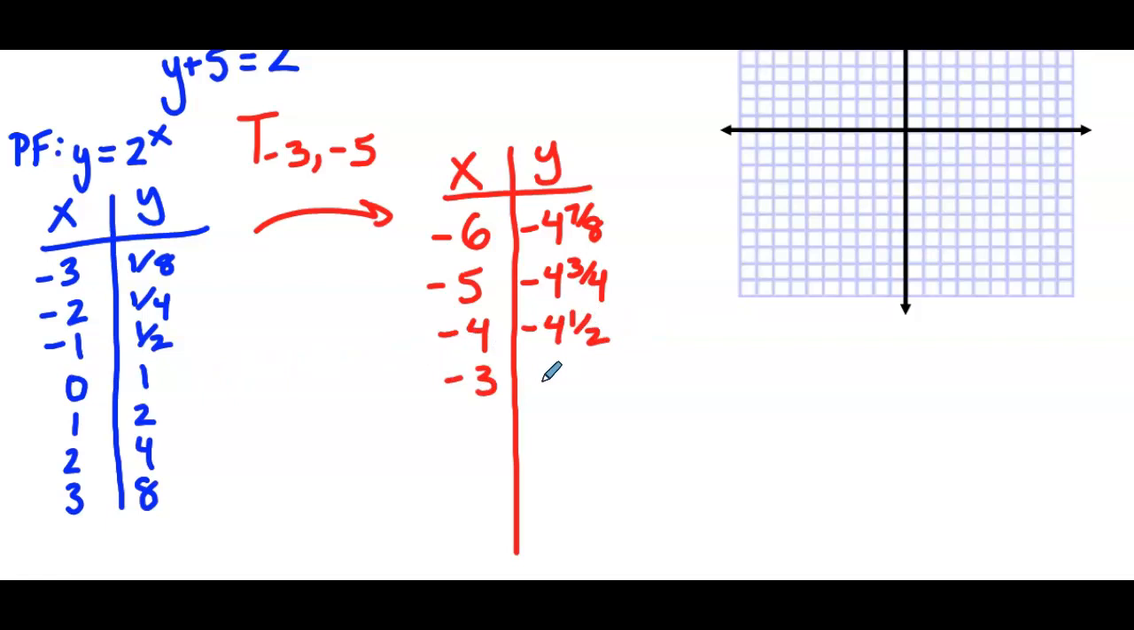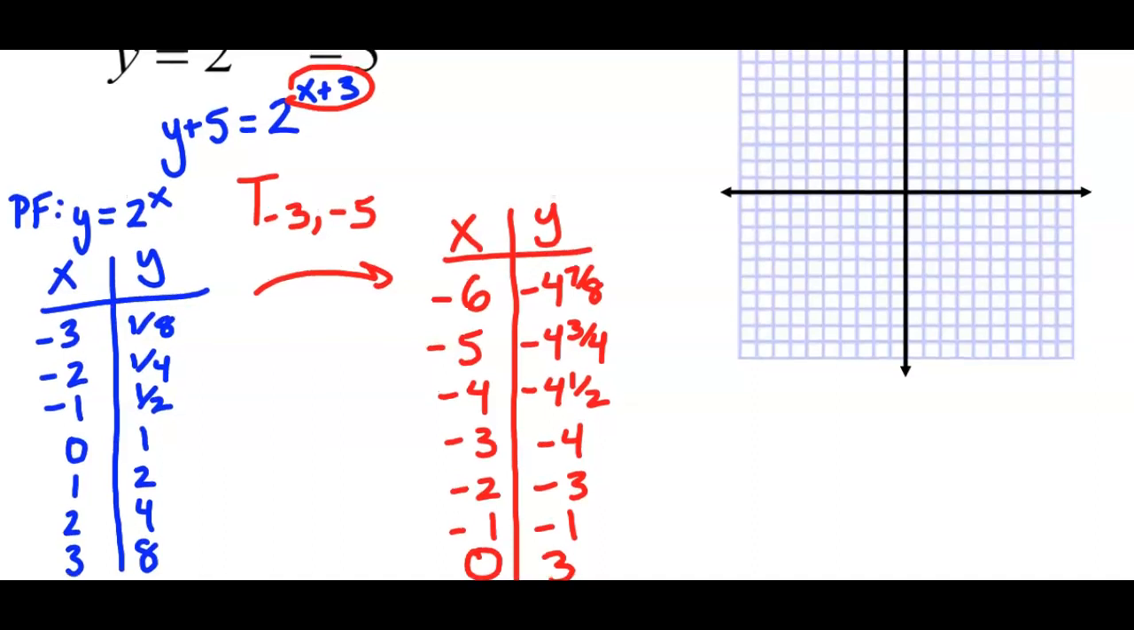Then we have (-3, -4), (-2, -3), (-1, -1), and (0, 3). So we'll plot our points. We'll start with (0, 3), 0, 1, 2, 3, and work our way back. So (-1, -1), (-2, -3), (-3, -4), and then (-4, -4 1/2), and (-5, -4 3/4), and then -4 7/8.